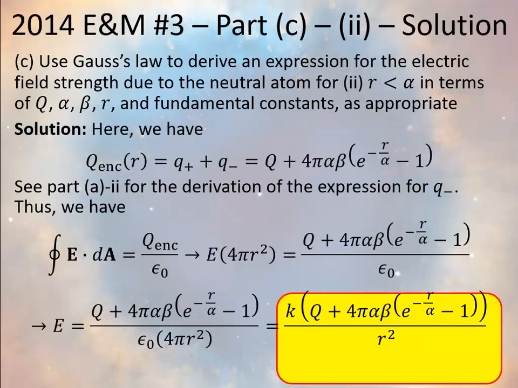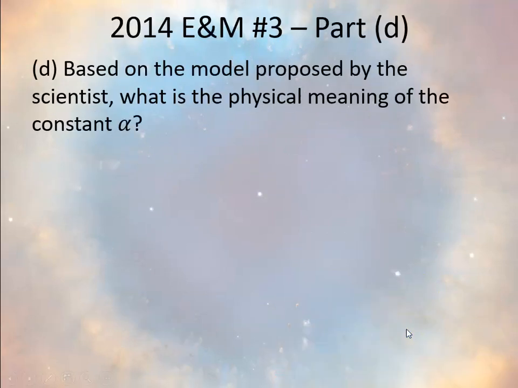So next, for r greater than alpha, we simply had 0. I forgot to mention that. Yeah, for r greater than alpha, we had E equals 0. For r less than alpha, this is our result.